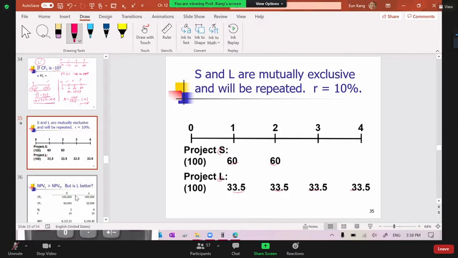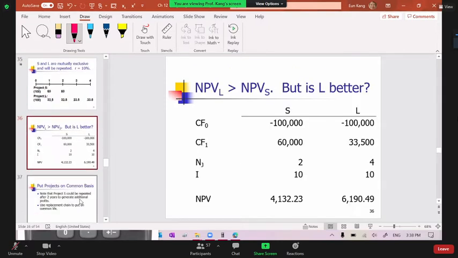And if you calculate net present value of S is only 41,000, but L is 61,600, almost 62,000. Based on your current knowledge, what project should you choose? L. L, right? Because L has higher NPV.